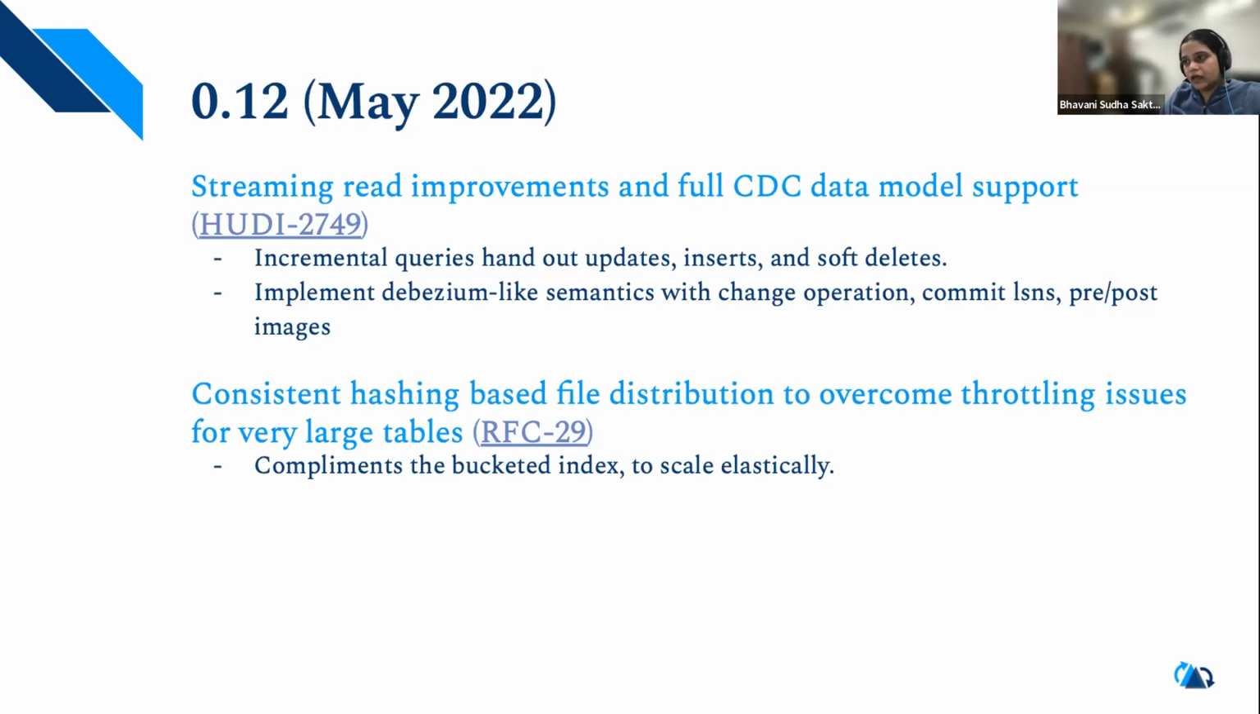And we are also building a hash-based file index, which will complement the bucket index to scale elastically and solve for cases where the Bloom index would produce a high false positive rate. So we're looking to build a hash-based index for solving such use cases in point well.